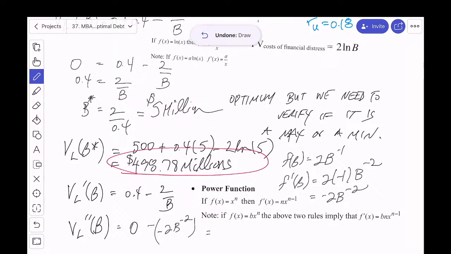So the second derivative, notice, is going to be positive. This is always going to be positive for all values of b. So what does it mean? It means that the function is not concave. It's a convex function.